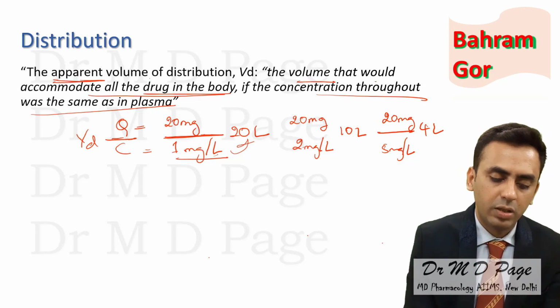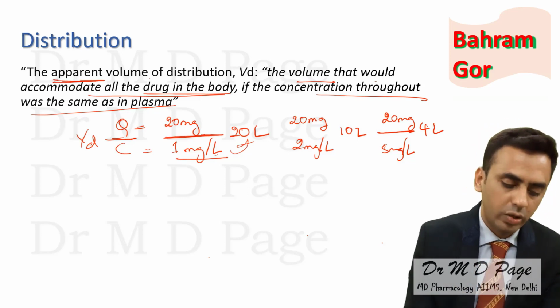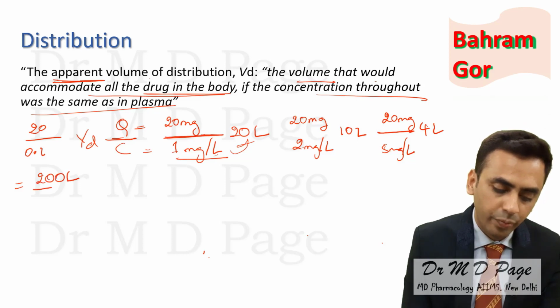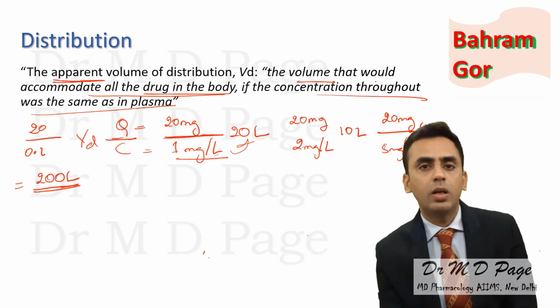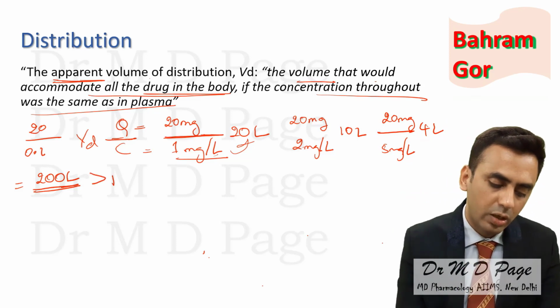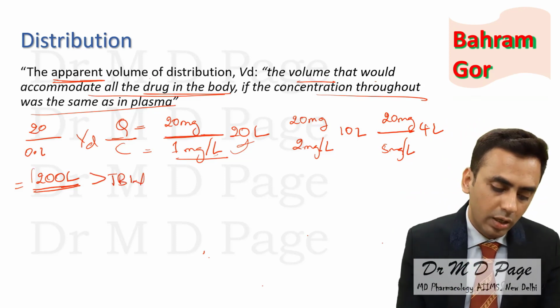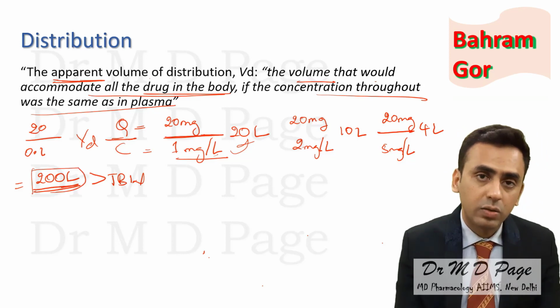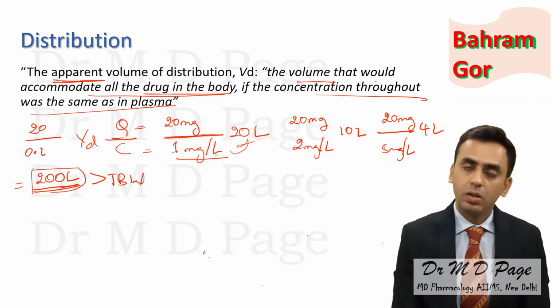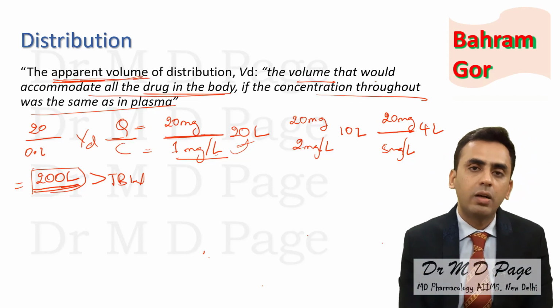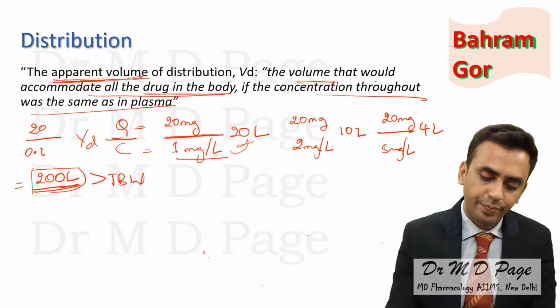But see the term apparent is used. For example, if the concentration is 0.1, how much will be the volume of distribution? Now the volume of distribution becomes 200 liters. Does the body have 200 liters of water? No, it is more than total body water and more than the mass of the body. But there are drugs which have a very large volume of distribution. Hence it is known as apparent volume of distribution, correct?